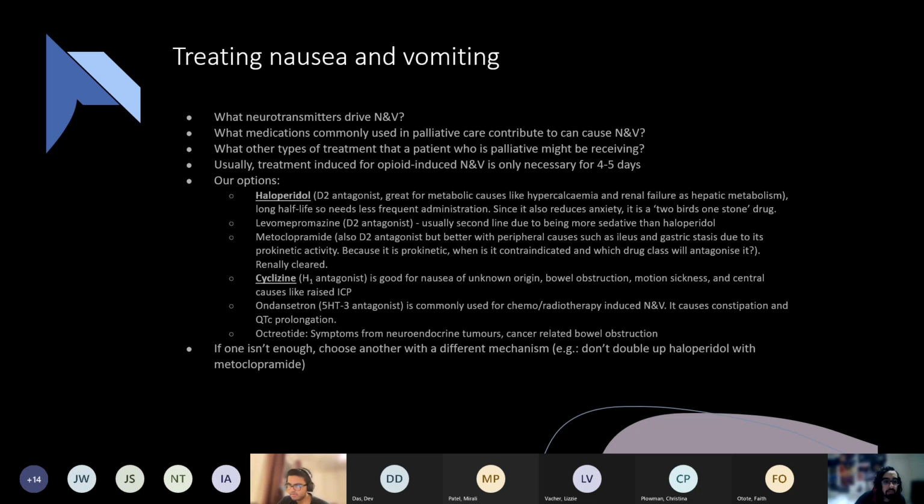Okay, so if it's opioid-induced nausea and vomiting, you don't actually need to continuously treat it. Usually they only need 4-5 days worth of treatment for it. So let's start with what are our options for treating nausea and vomiting. So we've already said ondansetron, which is good for chemo and radiotherapy-induced nausea and vomiting. What do people reckon the first line might be?